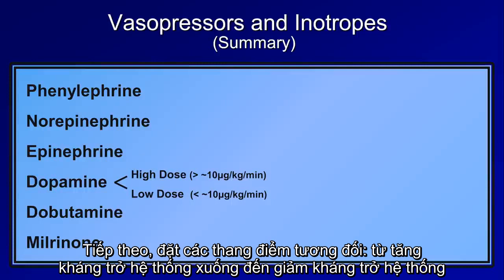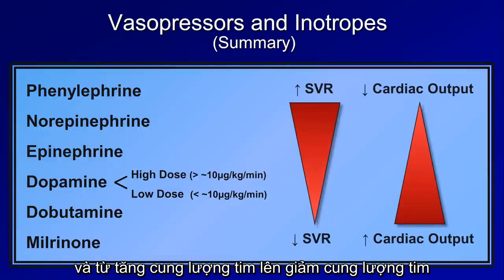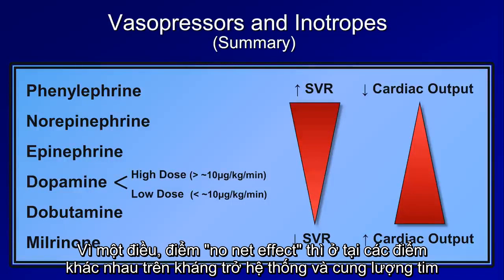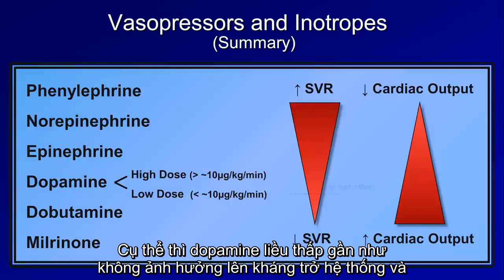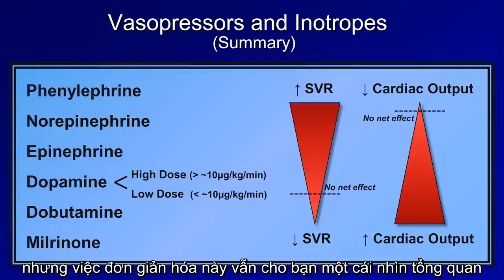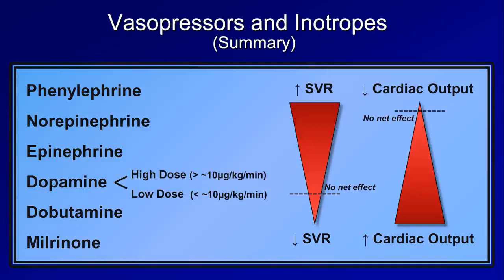Now, next to this list, place these relative scales: increased SVR down to decreased SVR, and increased cardiac output down to decreased cardiac output. This simplification is not perfect. For one thing, the points of no net effect are at different points for SVR and cardiac output. Specifically, it's low-dose dopamine that has approximately no effect on SVR, and it's between norepi and phenylephrine when the effect moves from mildly increased cardiac output to decreased cardiac output. But this simplification still gives you the general idea, and it's much easier to remember than the previous chart.